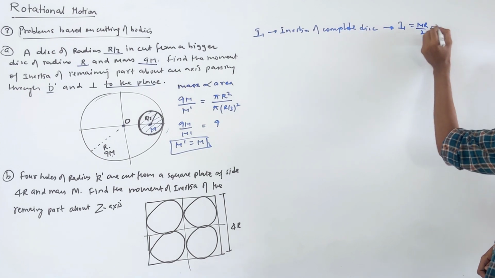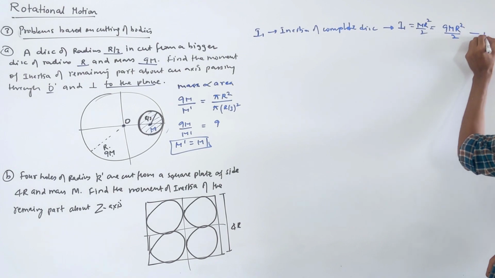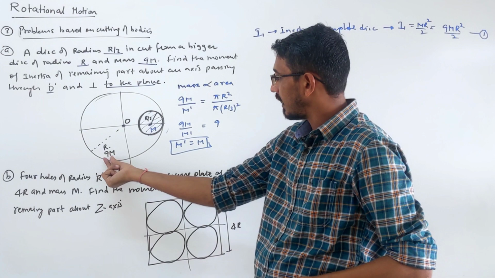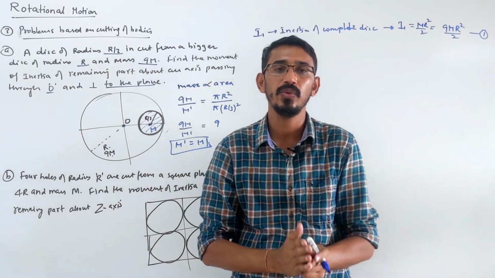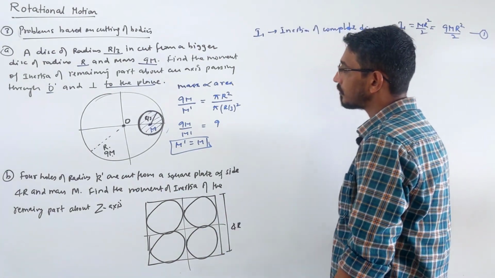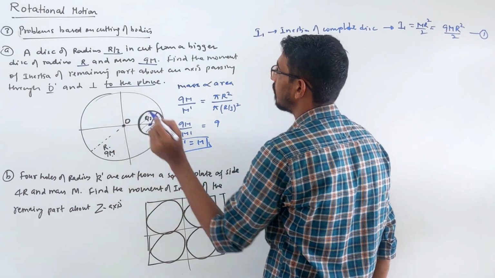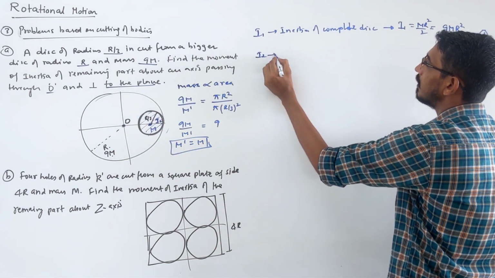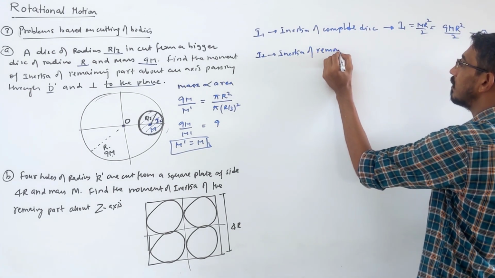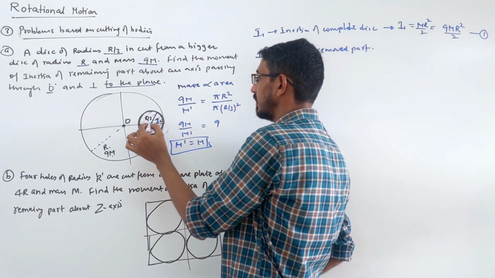But what is M here? M is given as 9m, r is r, and divided by 2. This is the initial inertia, equation 1, of this complete disc. Mass is given as 9m, so be careful. The formula is Mr square by 2, M is 9m, radius is r only. Now you have to calculate the inertia of the removed part, this part, that we will call I2, about that point. So I2 is the inertia of the removed part, which means the inertia of this disc about that point.